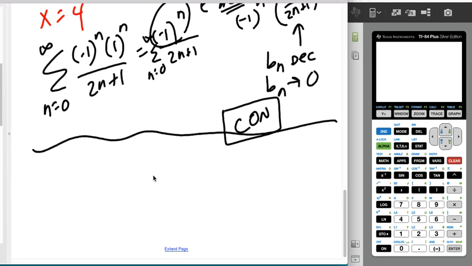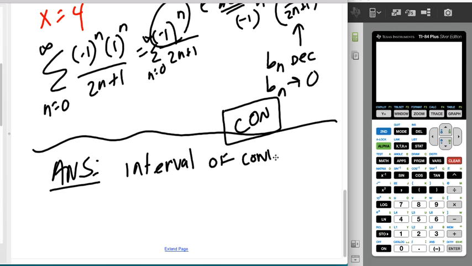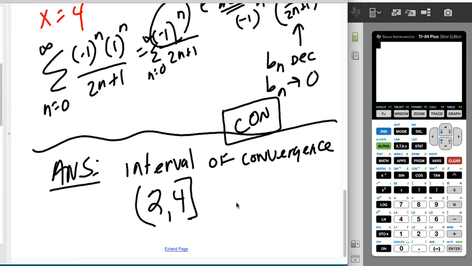What that means is that my final answer is going to be that the interval of convergence is not including 2, but it is including 4. Or the other way to write it is 2 is less than x is less than or equal to 4. Okay, I prefer parenthetical notation.